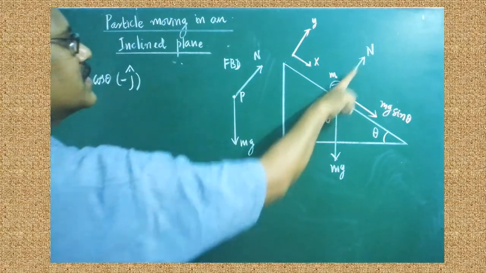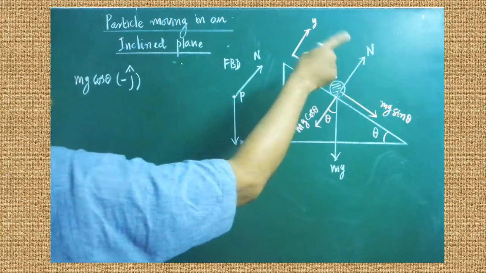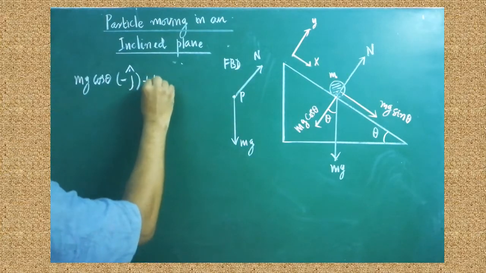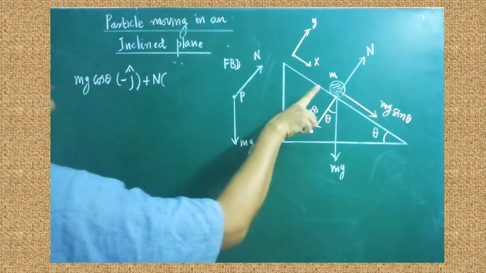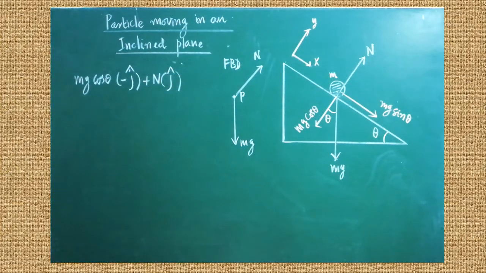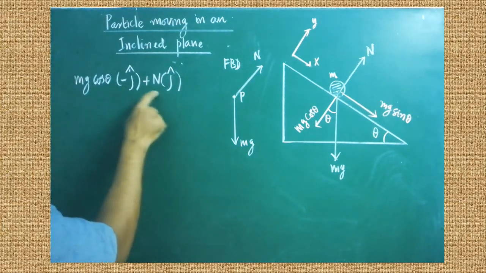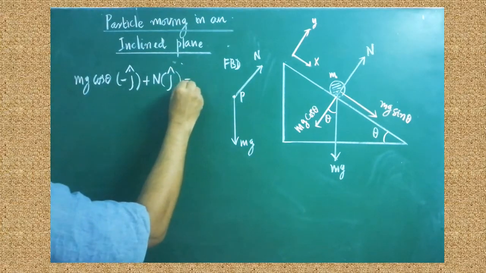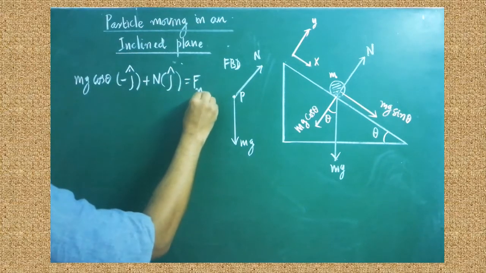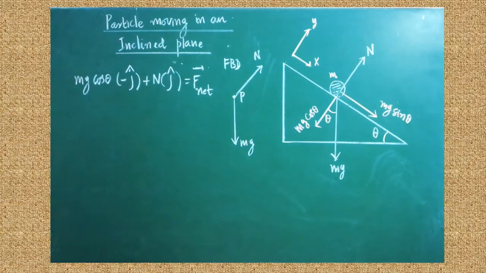And one more force is acting in this direction. What is that along the y direction? That is the normal force, N. Since it is acting in the positive y direction, the unit vector must be taken as plus j cap. So I have added two forces. When these two forces are added, that gives you the total force, the net force acting on the body. All are vectors. Are you clear?